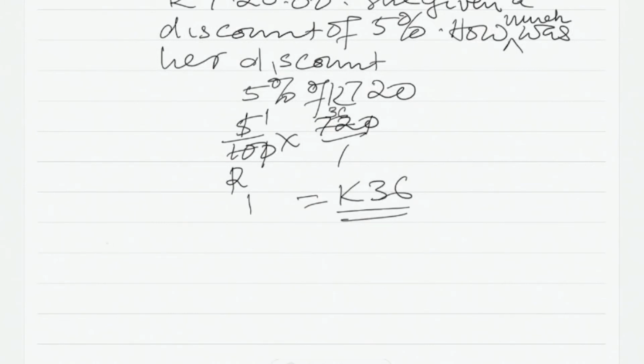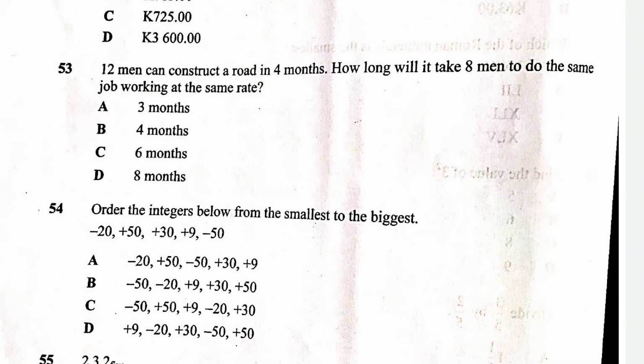Number 53. 12 men can construct a road in 4 months.